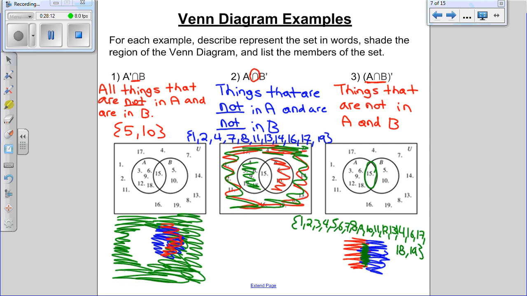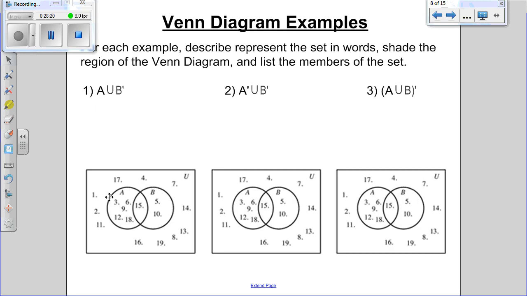Alright, you got 3 more. Don't worry about writing out the sentence for them. See if you can just list the things. If you need to write the sentence to help you, do that. If you need to shade it in, do that. But I want you to try to just figure out what's in these sets. So this first one is things that are in A or not in B. So go ahead and see if you can figure that out, however you need to do it. I'm going to list them up here, and then we'll talk about that.